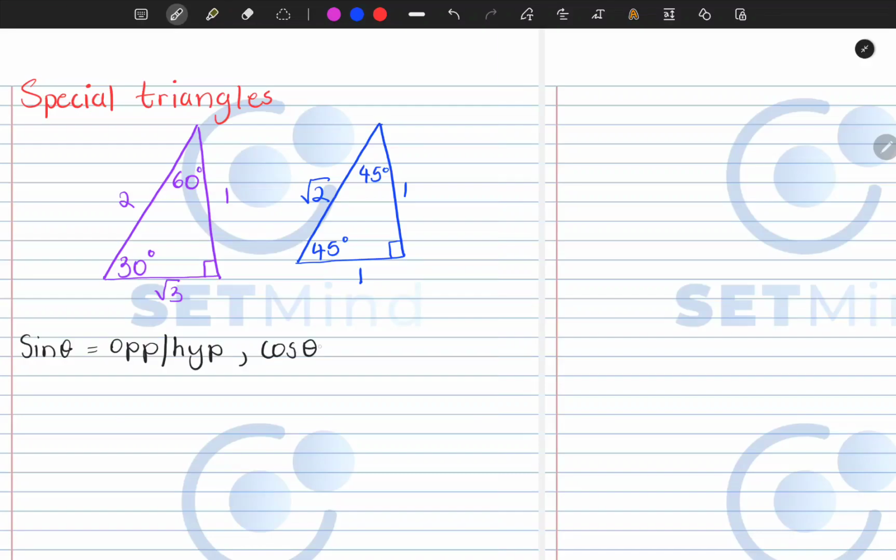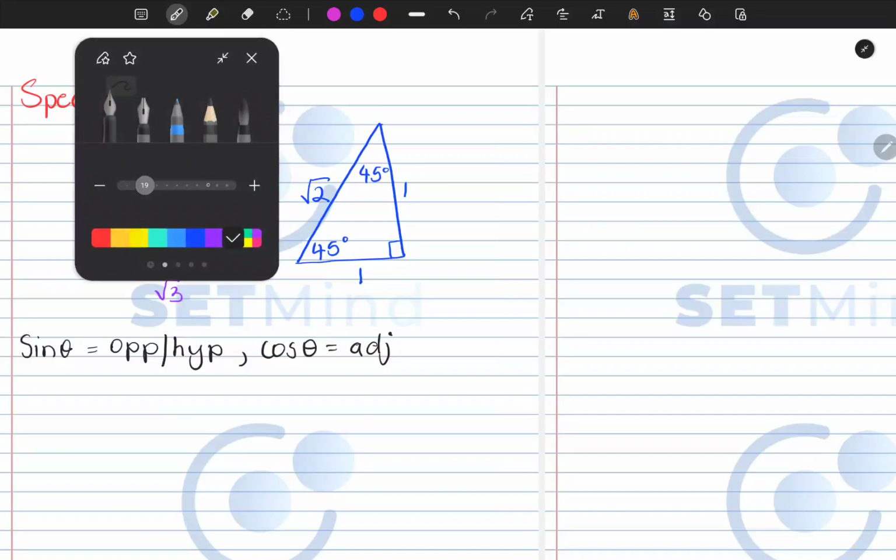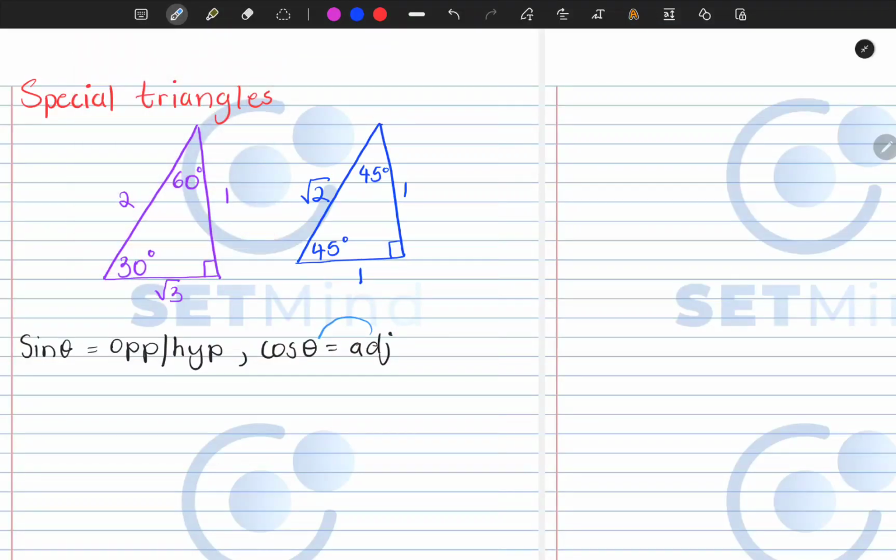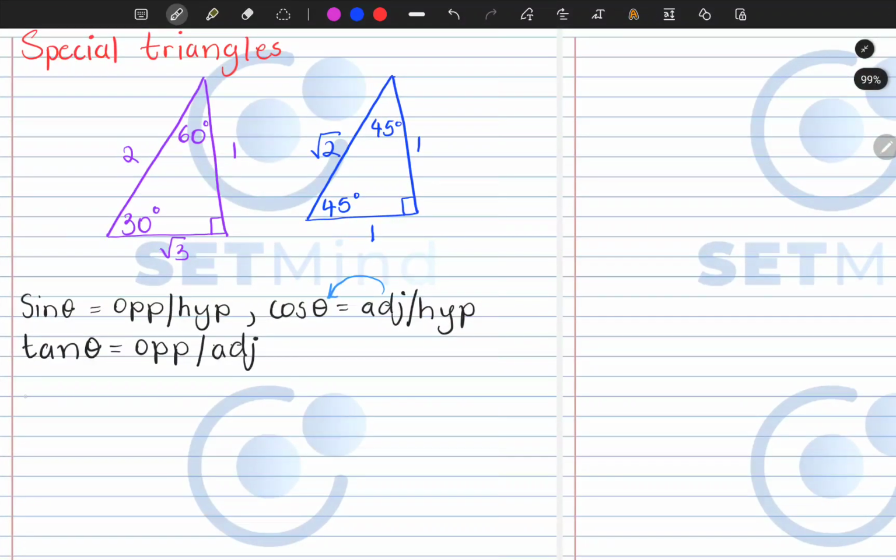Then when we look at cos of theta, it is always given by the adjacent side. Very importantly, it is the adjacent sides relative to theta divided by the hypotenuse. And then for tan, it will always be the opposite side relative to theta divided by the adjacent side relative to theta. So let's go ahead and quickly work these out.